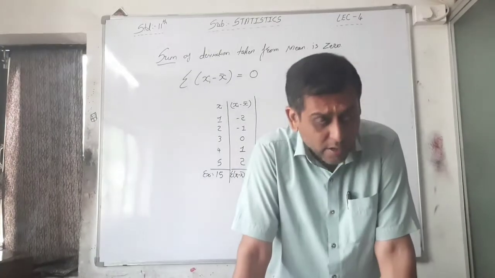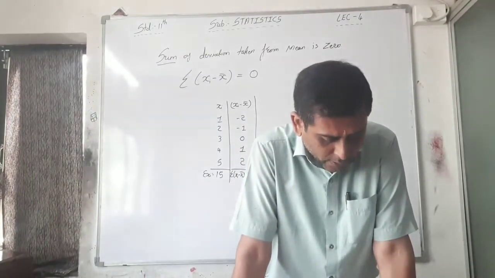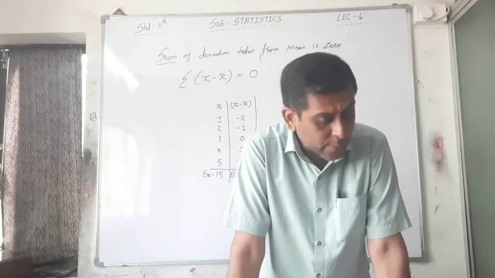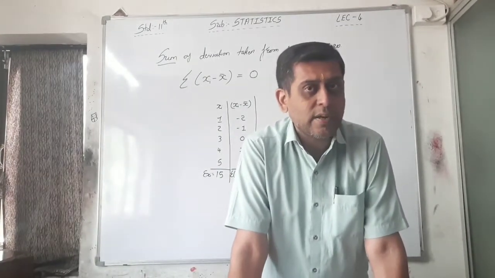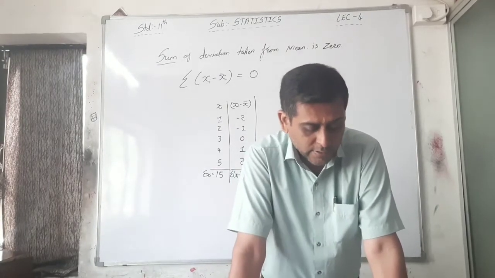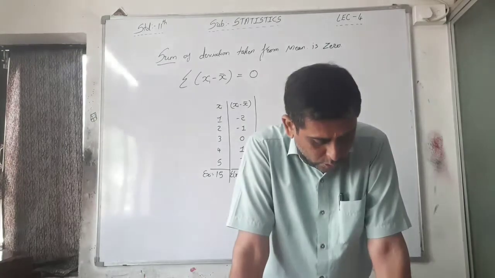And here they are giving their own example. I am taking my example. It's the same. It is proved that sigma x minus x bar is equal to 0.